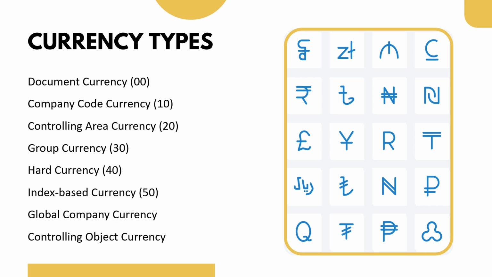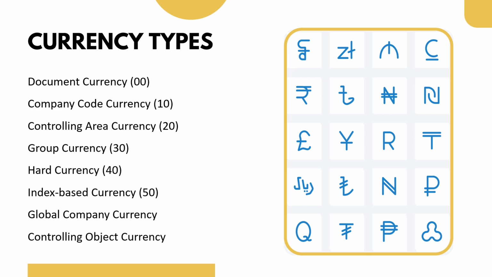So that currency is called a controlling area currency. And this one we will configure when we are creating the controlling area definition. Now, the controlling area currency can be the same as the company code currency if we have a one-to-one mapping between the company code and the controlling area, or if there are more than one company codes under a single controlling area, then we can have a separate currency which is not the same as the company code currency.